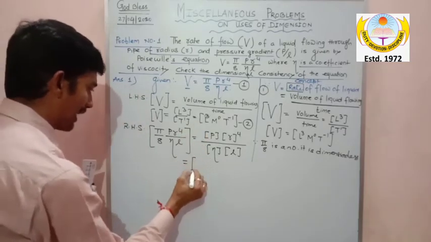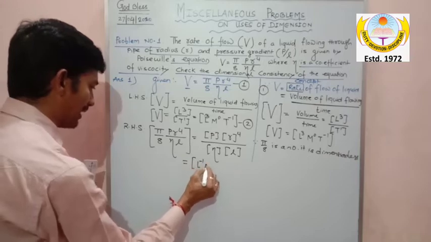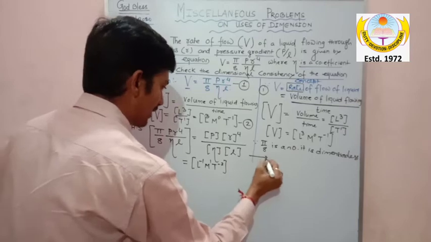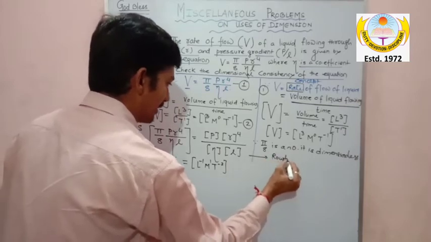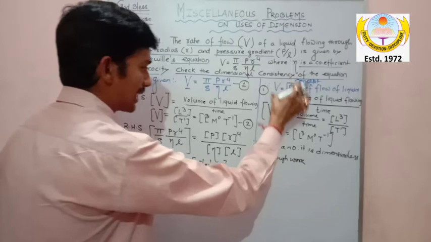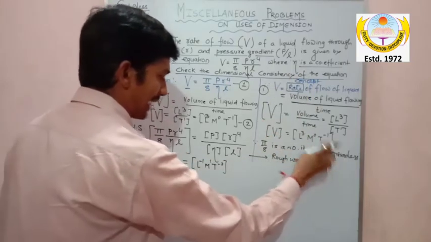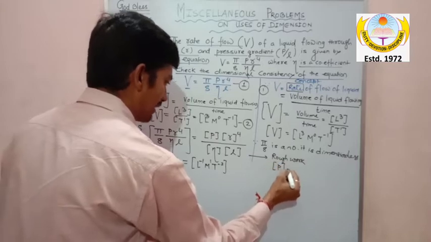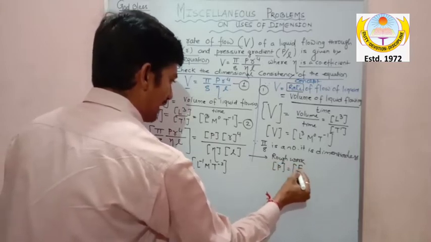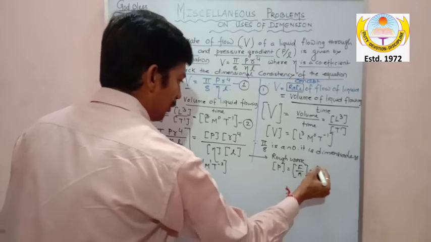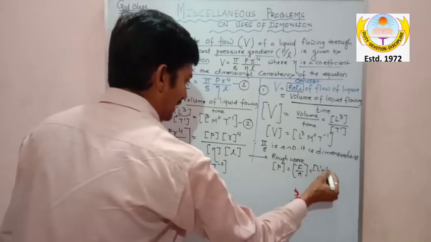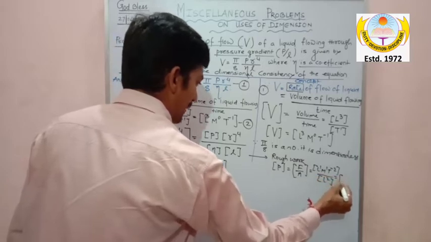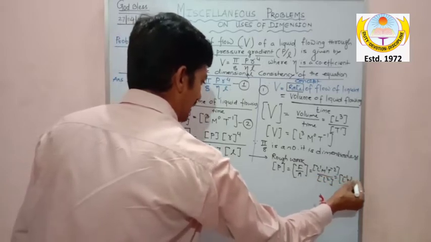So the dimension of pressure, everybody remember: L minus 1, M1, T minus 2. How? Here I am doing the rough work. This was the concept. This pi by 8 is dimensionless. Now in the rough work, sir, we write the dimension of each one. Pressure dimension, sir, pressure is force upon area. So force is L1, M1, T minus 2 divided by area L2. So the dimension of pressure will be L minus 1, M1, T minus 2.